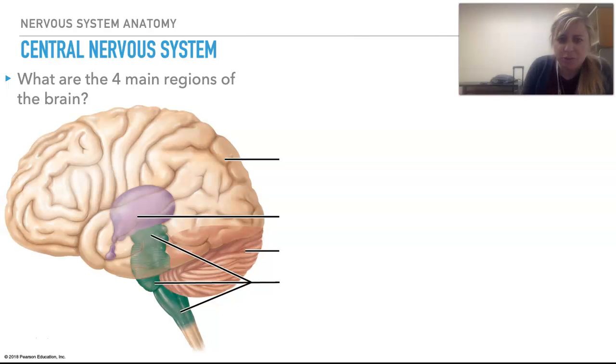But the first region of the brain, which is tan colored here in this picture, is the cerebrum, or it's sometimes referred to as the cerebral hemispheres. So this is the bulk of the brain. The second part of the brain that we're going to look at, which is indicated in purple in this picture, is called the diencephalon.